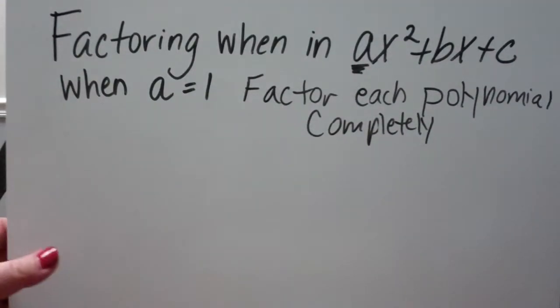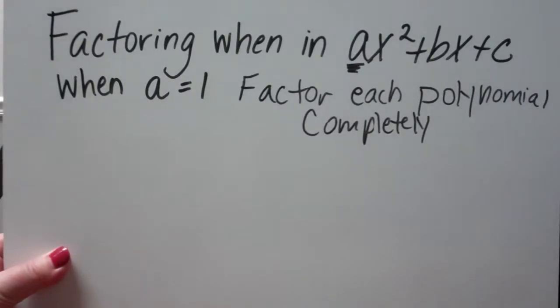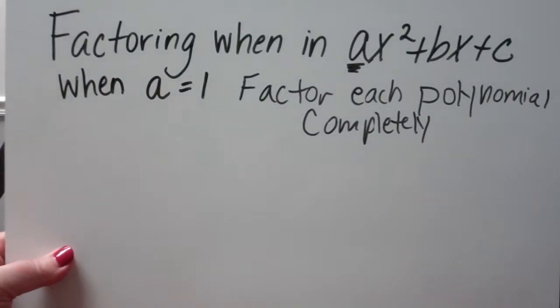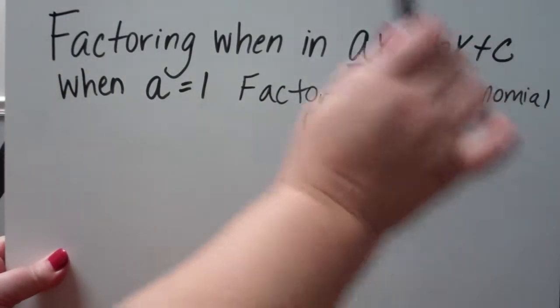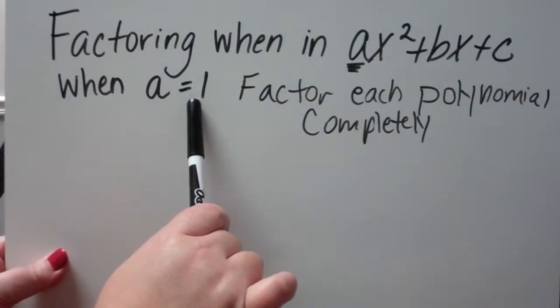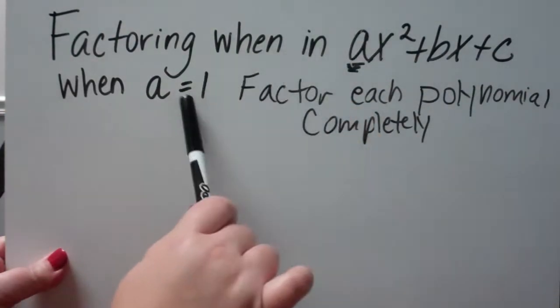We've talked about finding the greatest common factor. Now we're going to talk about factoring polynomials that are in this form, ax squared plus bx plus c, when this number equals 1.